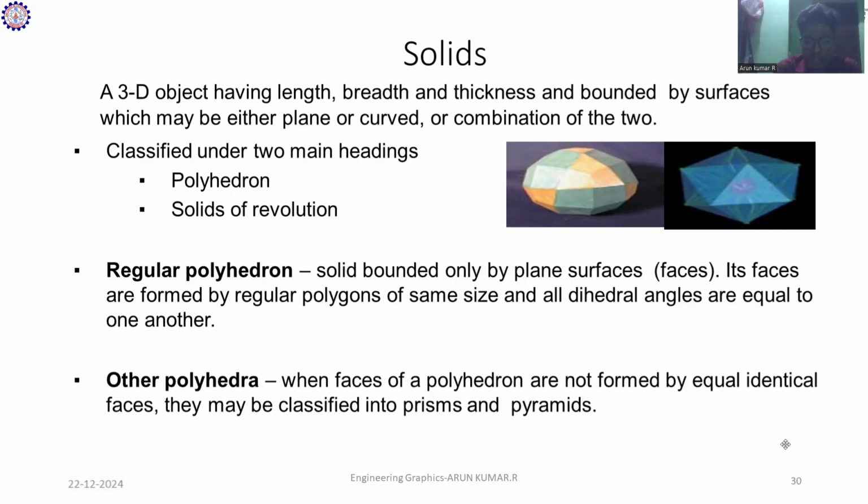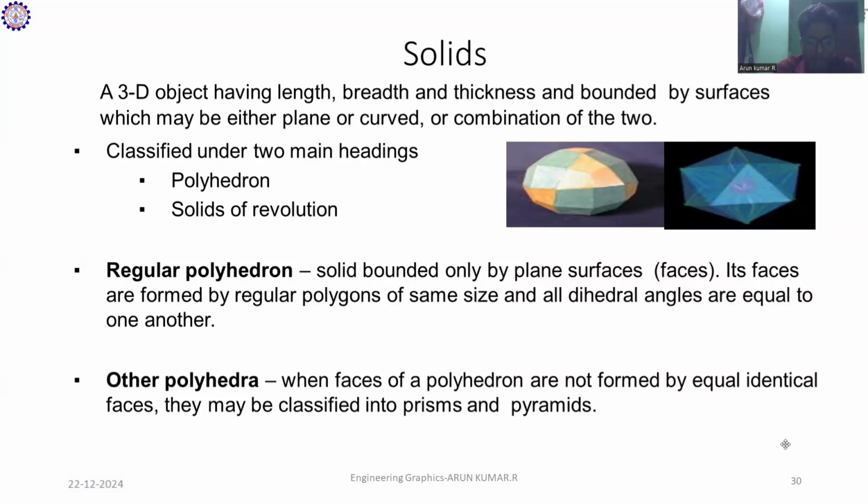When the faces of the polyhedron are not formed by equal identical faces, they may be classified as a prism or a pyramid. So we study the polyhedral types. For a prism, two shapes appear in the top and front views. For a pyramid, the shape appears in the top and bottom views, and in the front view the top side has only a sharp corner called the apex or vertex. All the corners of the shape join at one point at a particular height.